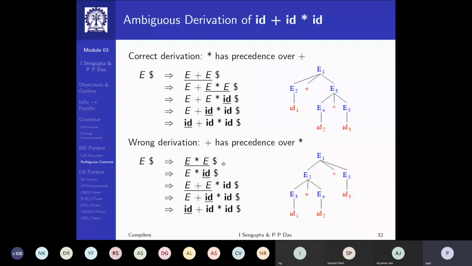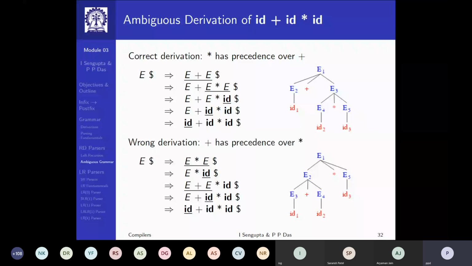What is the difference? Look at the first tree. Here, in the first one, the star has to happen first before E3 gets something, and then the plus will happen. Star has a higher precedence. Here, plus has a higher precedence. So this is the wrong precedence. So that is the choice that we want to make.